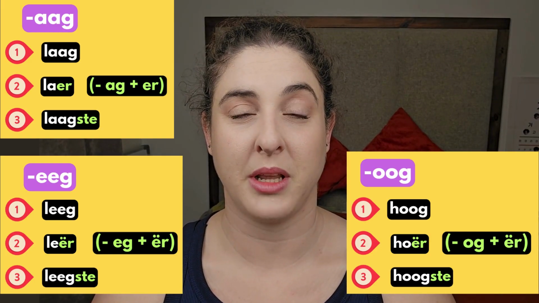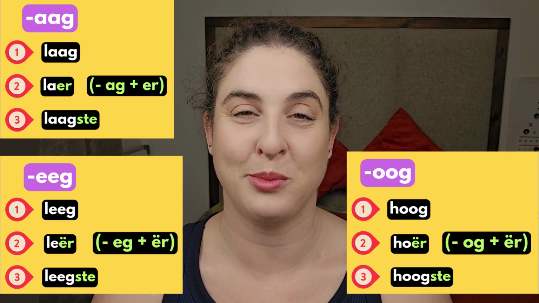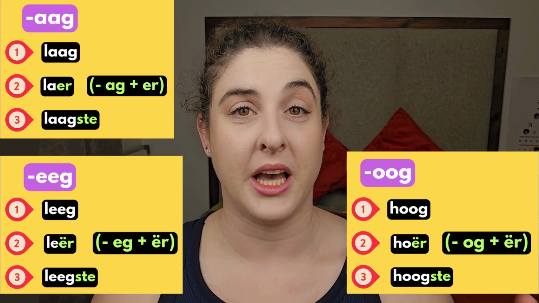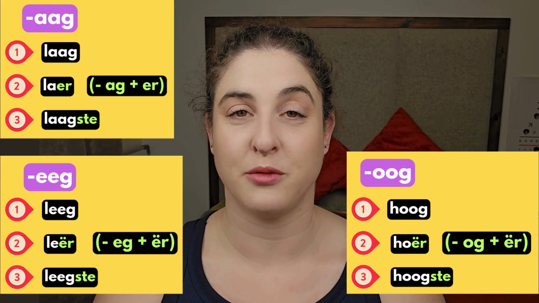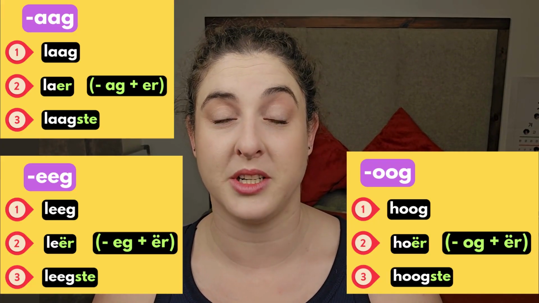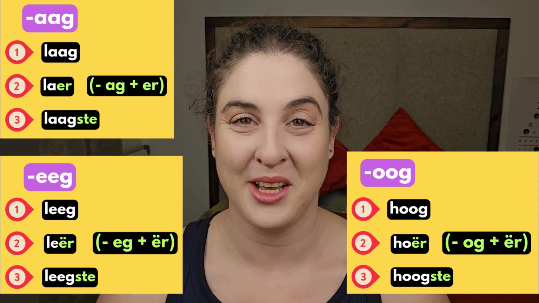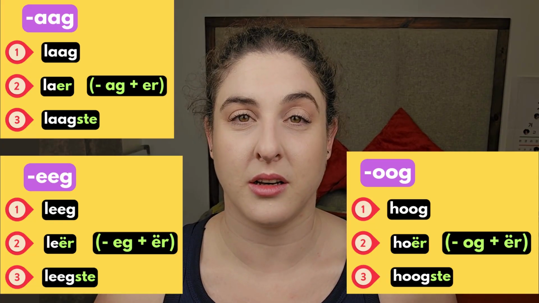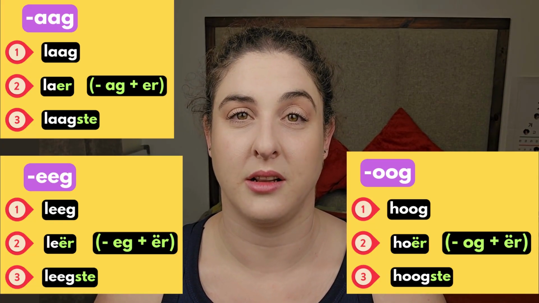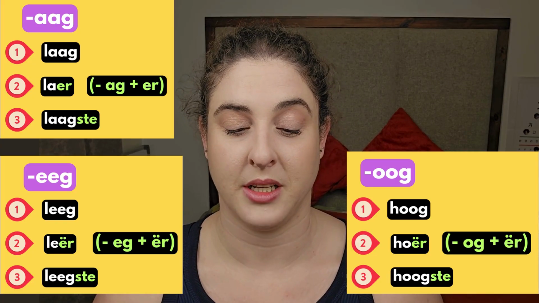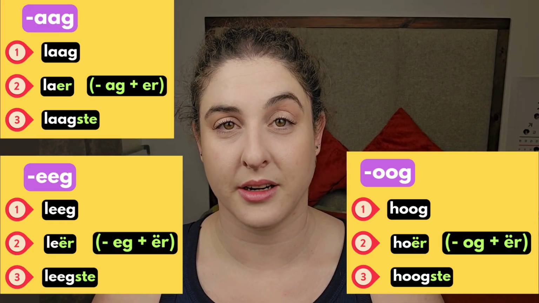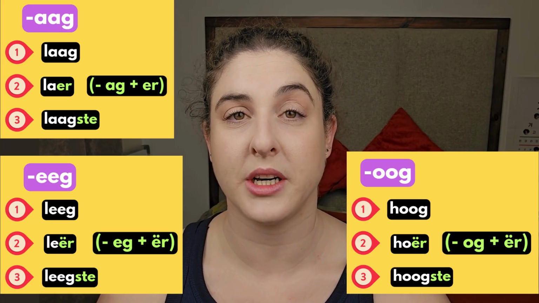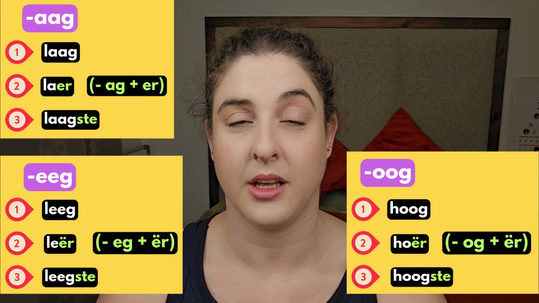Now, I didn't add that many examples because there simply aren't that many examples. These words are not plentiful in Afrikaans. There are a few, and there are a few that you please must not make the mistake of misspelling, because then they mean something that you don't want to say in public, right? So with these spellings, you have to make sure that you do them correctly. The first one, laag, then laar, and then laagste. That one's fine. Leeg, leer, leegste. Also fine. And then we have hoog, hoer, and hoogste.